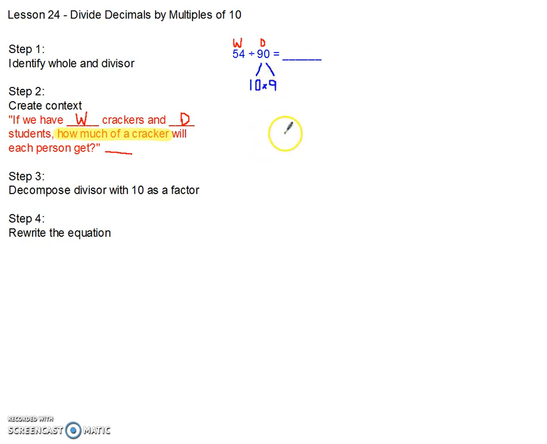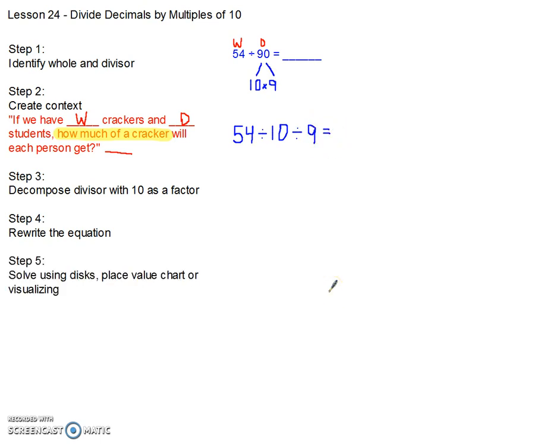And then Step 4 is you want to rewrite the equation. So I would have 54 divided by 10 divided by 9. It's still the same equation as before, 54 divided by 90, but we've just decomposed and rewritten it.